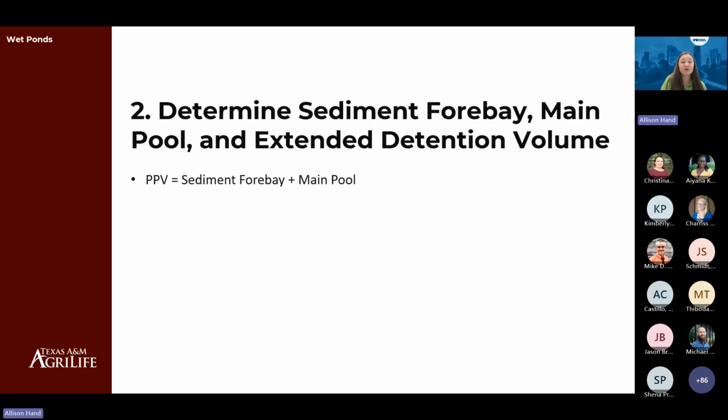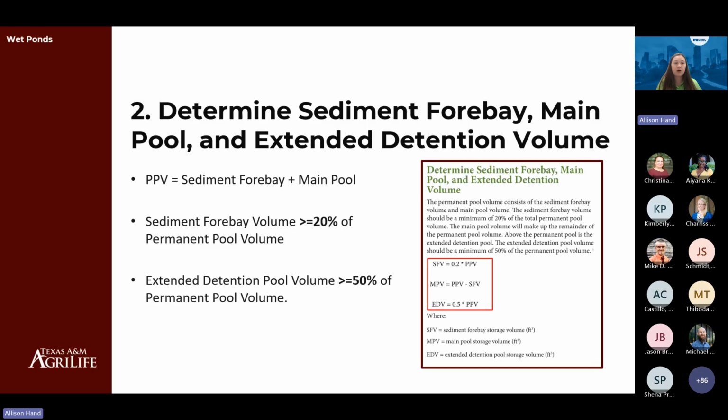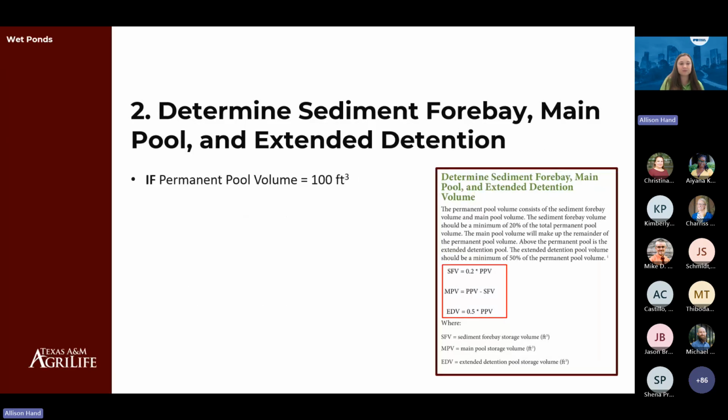Okay. So your permanent pool volume is made up of your sediment forebay and your main pool volume. The sediment forebay volume should be a minimum of 20% of the total permanent pool volume, and the main pool will make up the remainder. Above the permanent pool, like I said, is the extended detention volume. This should be a minimum of 50% of the permanent pool volume to maintain balance.